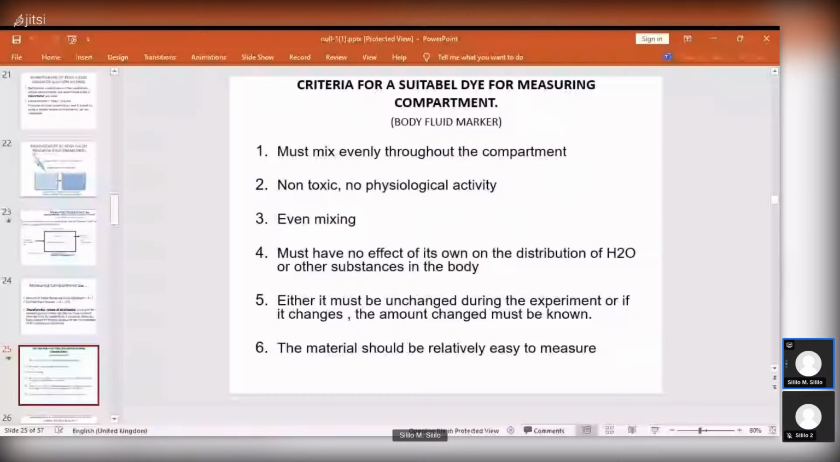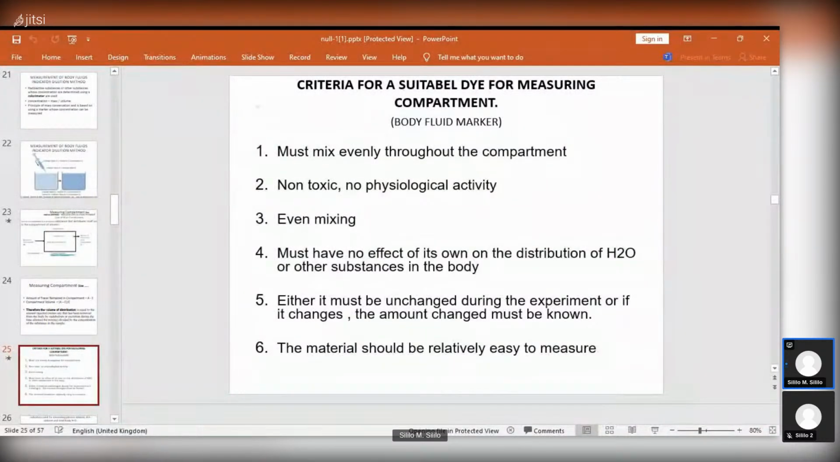It should have even mixing. Why even mixing? Because we are using concentration, how that fluid is going to be diluted into a new compartment or a new fluid. Of course, it must have no effect of its own in terms of the distribution of water or other substances. What we mean is that when we administer this fluid, it's supposed to just come and sit in here, and then after a while, it's going to be excreted in your kidneys, in your urine. It shouldn't have an effect on other parts of the body.